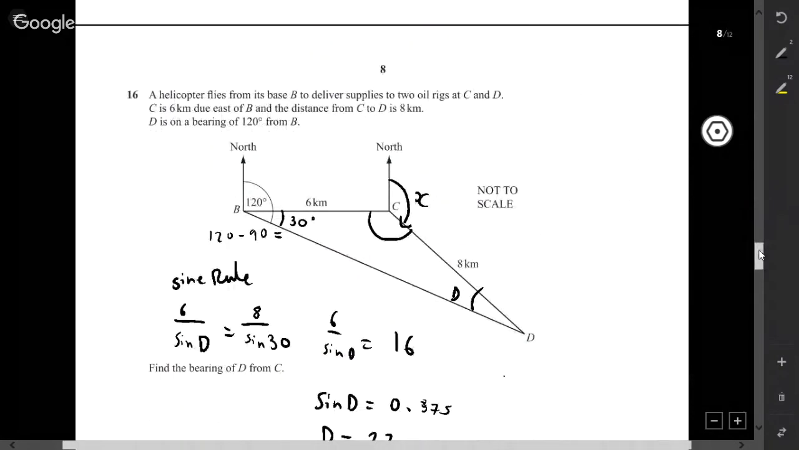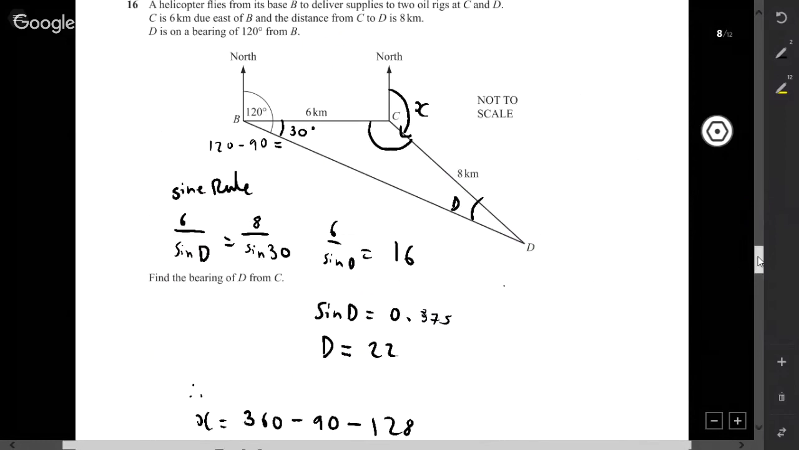Okay, question 16. A helicopter flies from its base B to deliver supplies to 2 oil rigs at C and D. C is 6 kilometers due east of B, and the distance from C to D is 8. D is on a bearing of 120 from B. So find the bearing of D from C.